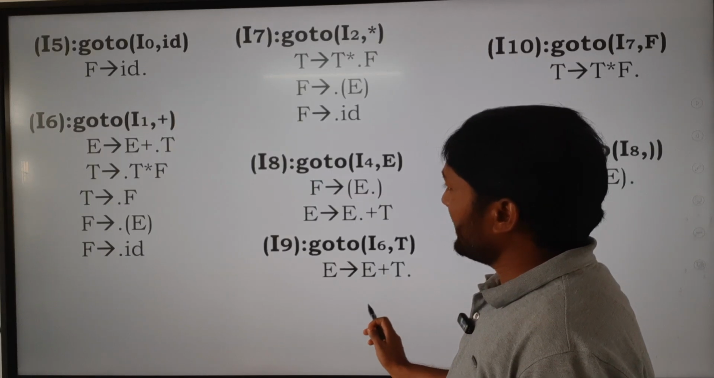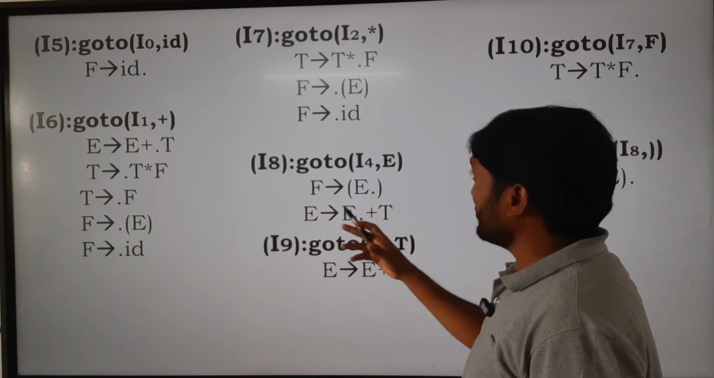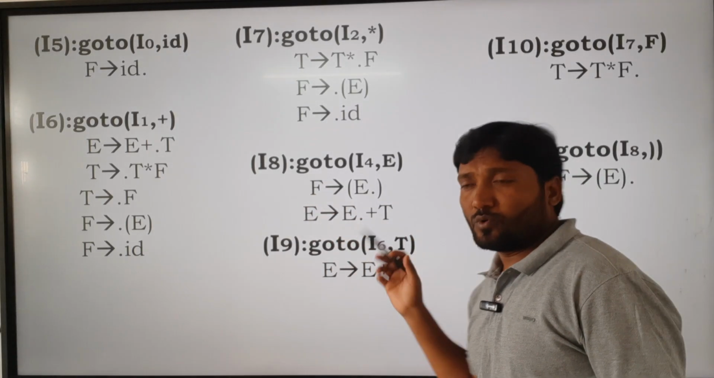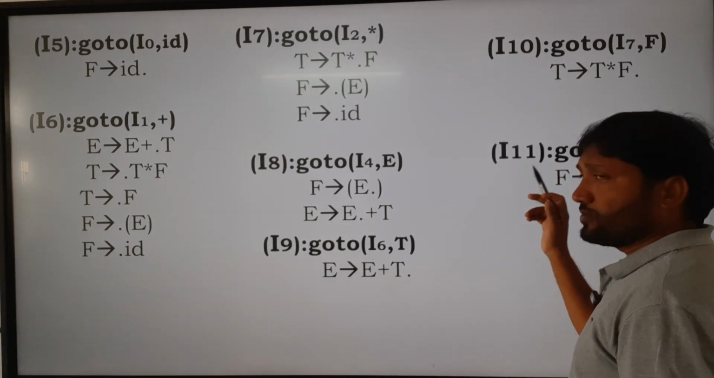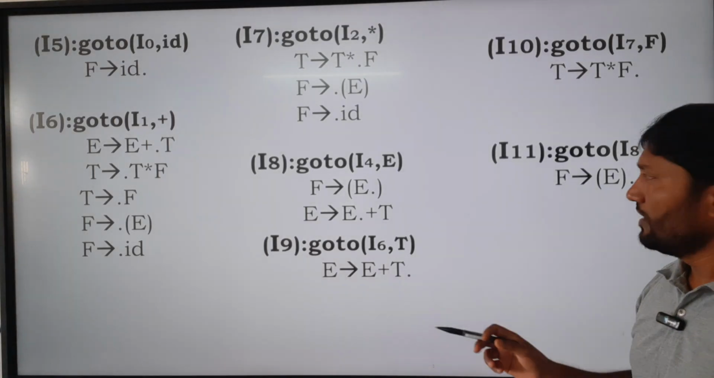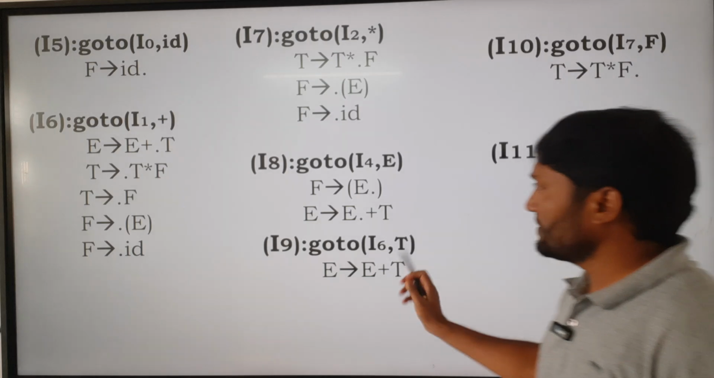So the next one is I8. Are there any terminal symbols after that? Yes, there is a close bracket and there is a plus. Now check where 8 comma close bracket ends. It ends in I11. So if it ends in I11, we fill the table with S11, that is, 8 comma close bracket is filled with S11.